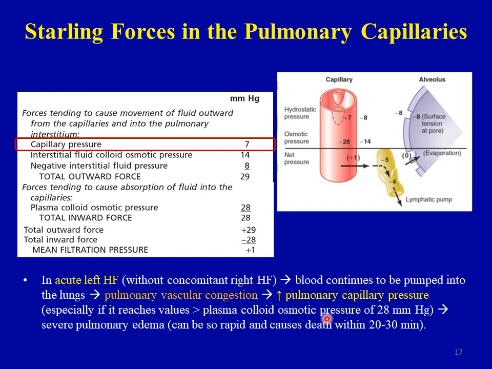You will study that in the respiratory system, that if the pulmonary capillary pressure reaches a value of 28 millimeter mercury, this will lead to severe pulmonary edema, and this is really a very serious condition because it can be so rapid and cause death within 20 to 30 minutes. The pulmonary edema is much more serious than the systemic or the peripheral edema caused by right heart failure. So it should be taken seriously and treated promptly.